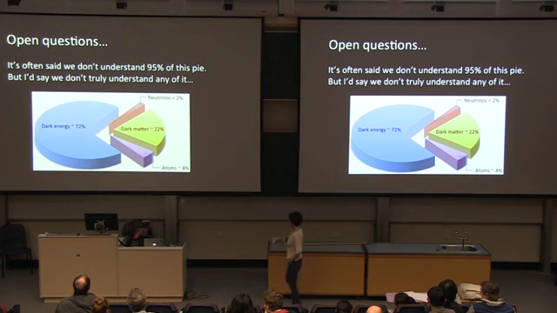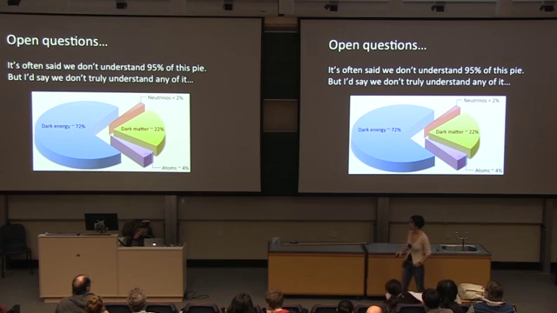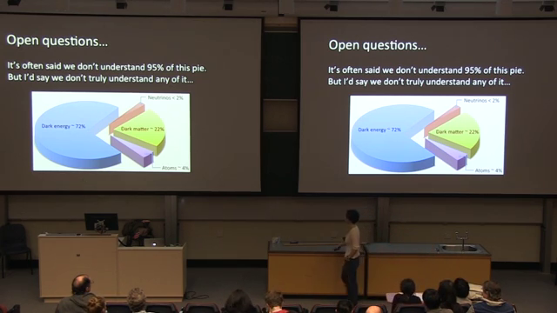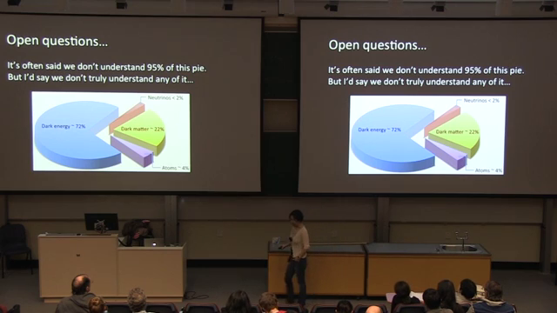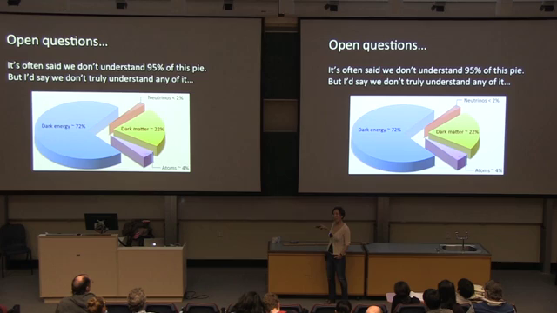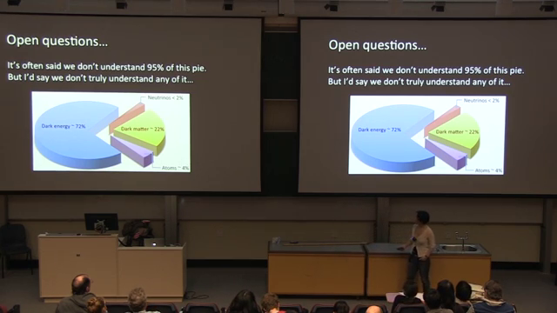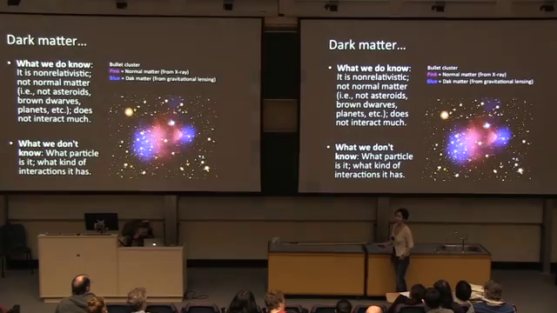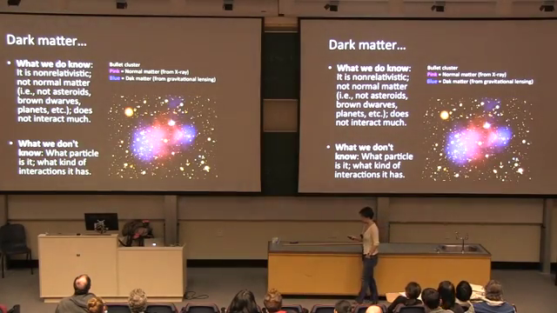Now, it's often said that we don't understand about 95% of this pie over here. We don't understand dark energy, we don't understand dark matter. That's the 95% that most people talk about. But if you ask me, I would even say that we don't really truly understand any of this pie. And I'll tell you why I think that. So let's first talk about dark matter.